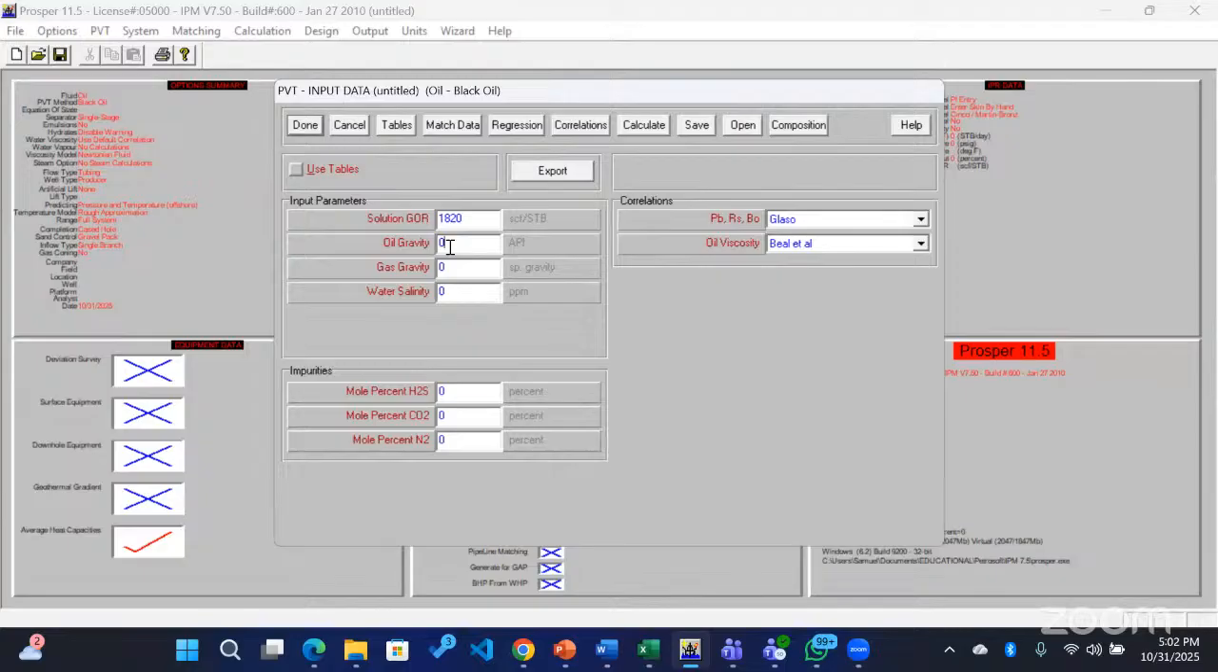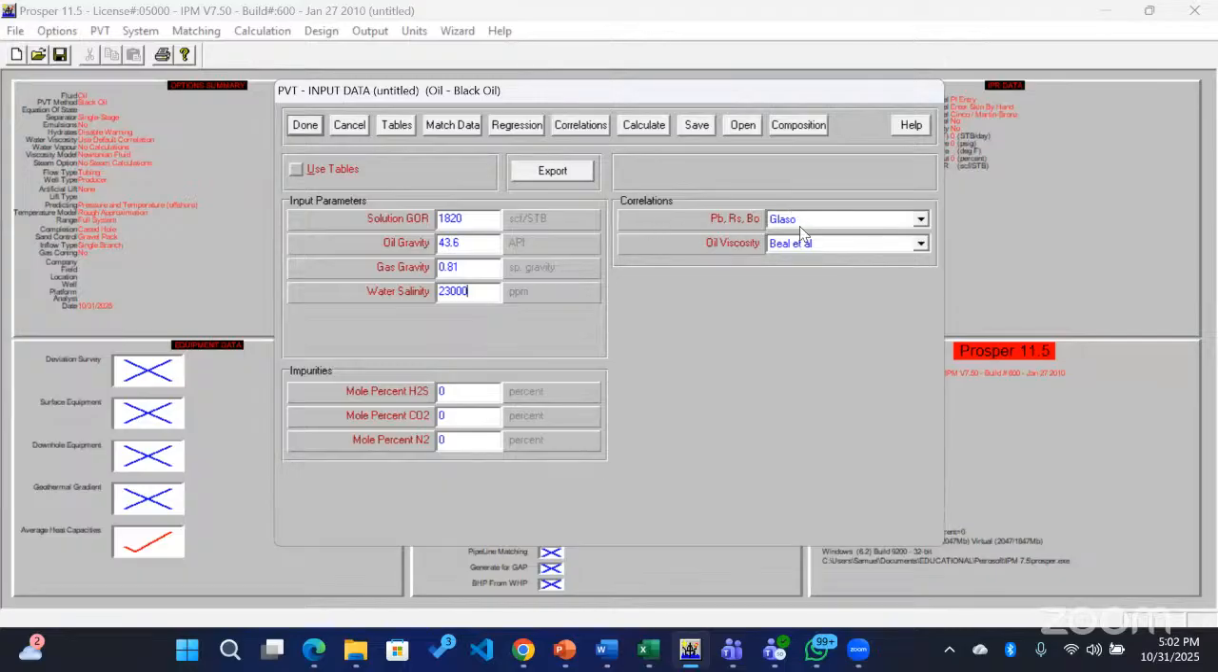Then oil gravity, let's say very light, 43.6. Then gas gravity 0.81. Then water salinity assumed to be 23,000. Then mole percent hydrogen sulfide impurities, I don't have any information on that.